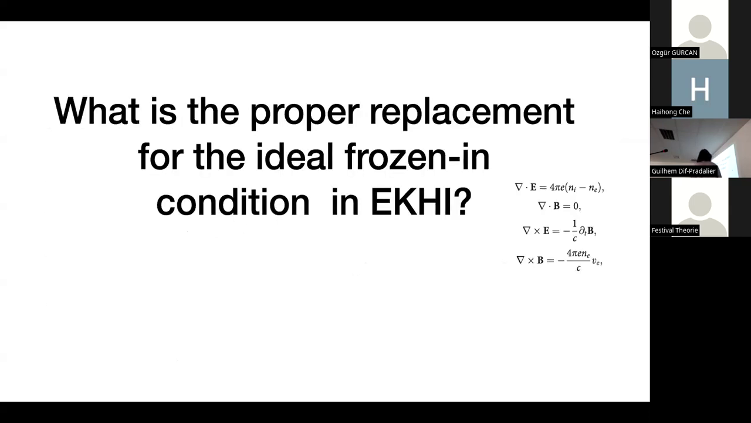So if the frozen condition is not good, what is the proper replacement for the ideal frozen condition in HChe? Because we are trying to see if we have a similar dispersion to the Chandrasekhar case. So the frozen condition is very important in the derivation.